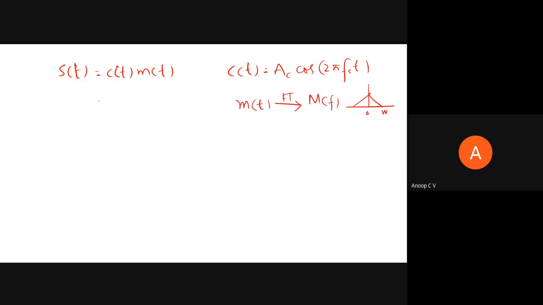So S of t, C of t, and M of t. S of t is equal to AC times cos 2 pi fct times M of t. So how do we find the spectrum of this? It is cos 2 pi fct multiplied with M of t. We know the Fourier transform of M of t is M of f. Now the question is, what will happen to this spectrum when it is multiplied with cos 2 pi fct?